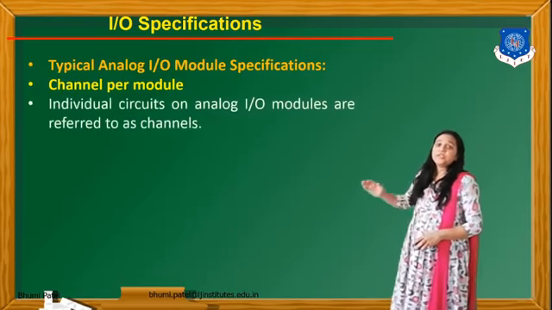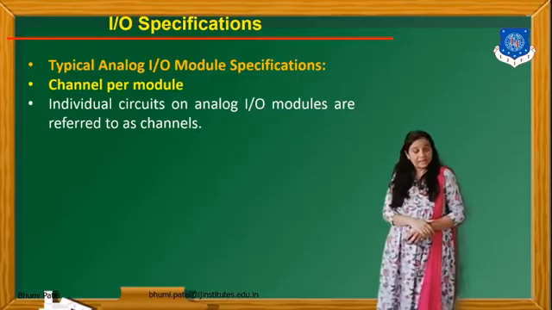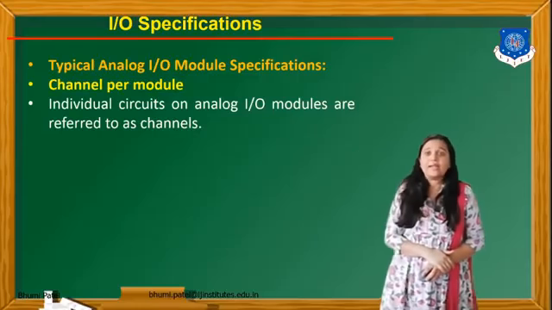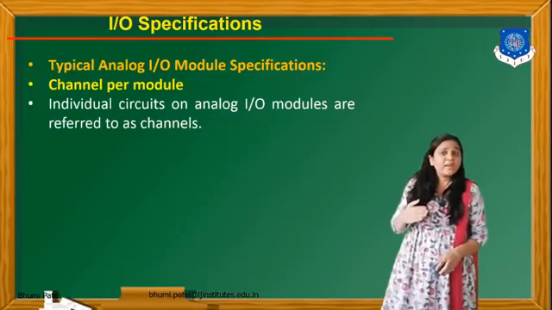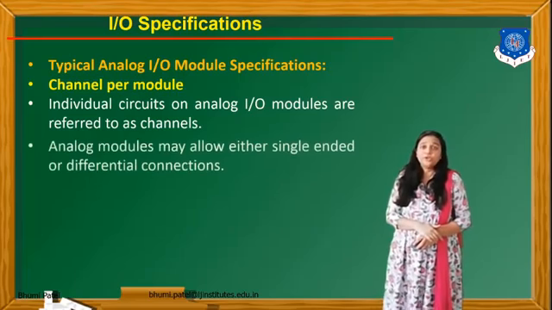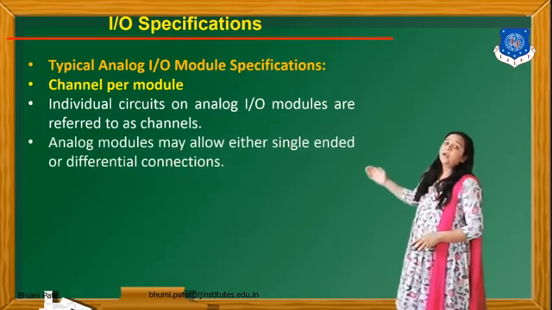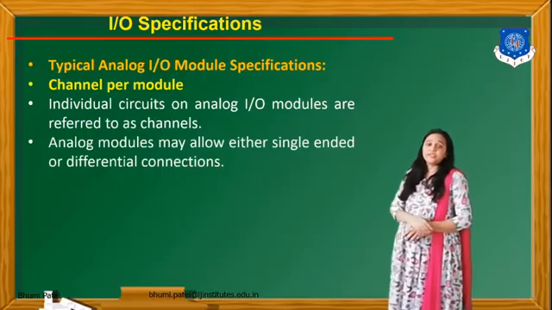An individual circuit of an analog I/O module is referred to as a channel. As we discussed in the last session, for one analog input module we can connect multiple input channels. Analog modules may allow either a single-ended or a differential connection.